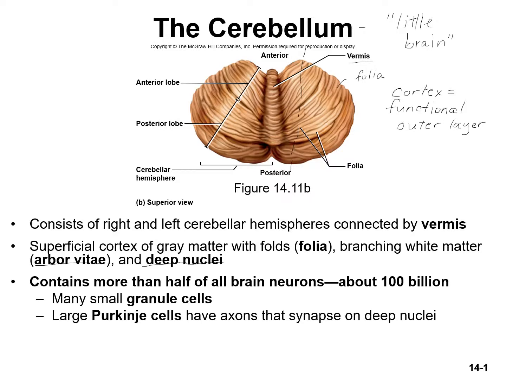And then you're also going to see these large, kind of globular Purkinje cells that have axons that synapse on the deep nuclei. A Purkinje cell is a specialized type of neuron that has very extensive branching dendrites, basically all in one plane. So it's almost like if you were to compress a tree, that's kind of what a Purkinje cell looks like. It has this very extensive branching network of dendrites on a single plane.